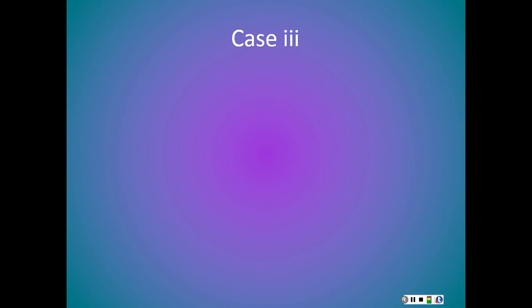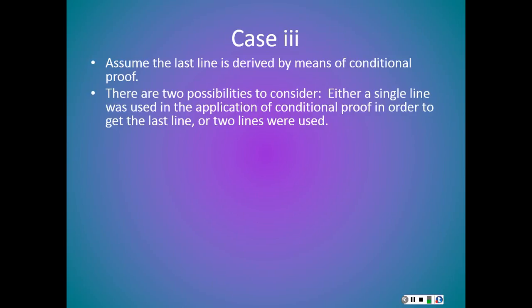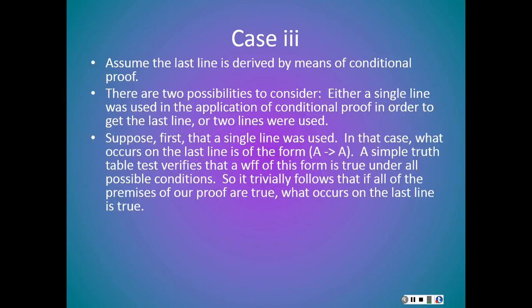Okay, let's move on to case 3. So assume the last line is derived by means of conditional proof. There are two possibilities to consider. Either a single line was used in the application of conditional proof in order to get the last line, or two lines were used. So let's suppose first that a single line was used.